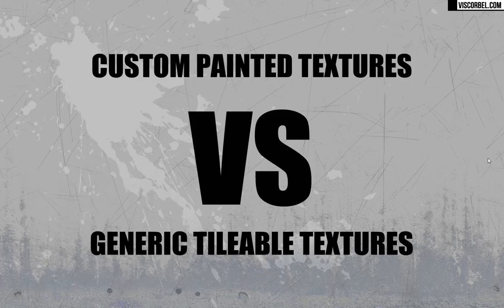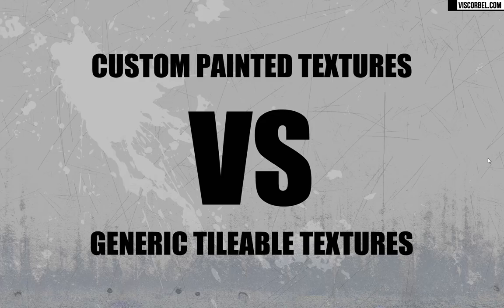There are two basic approaches you can use to create materials. You can use custom painted maps or generic tileable textures. So custom painted maps can give you perfect results with extremely precise controls over the texture placement, but they are also time consuming and only usable for the specific object you are texturing. If you want to reuse the same material on a different object, you usually have to start from scratch or almost from scratch. So it can take a lot of time and it is not always the best way to proceed.